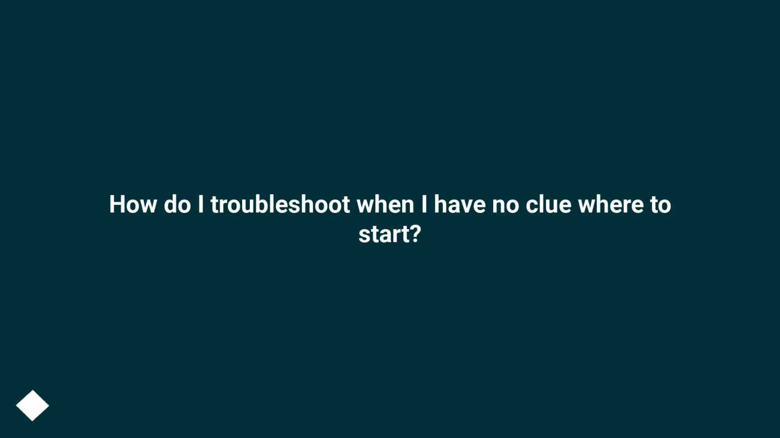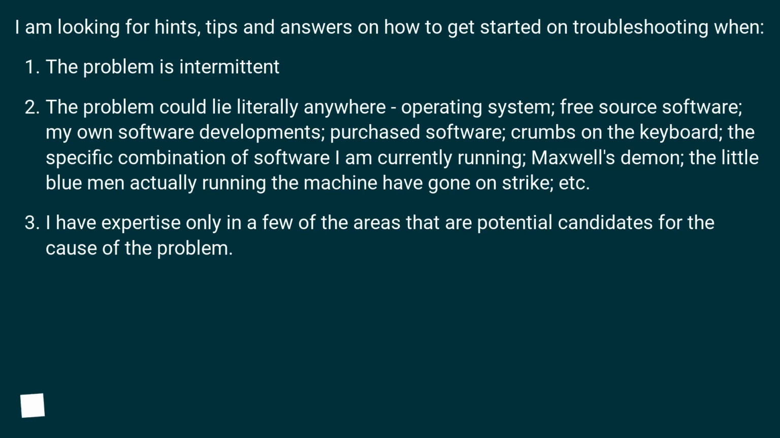How do I troubleshoot when I have no clue where to start? I am looking for hints, tips and answers on how to get started on troubleshooting when the problem is intermittent. The problem could lie literally anywhere: operating system, free source software, my own software developments, purchased software, crumbs on the keyboard, the specific combination of software I am currently running, Maxwell's daemon, the little blue men actually running the machine have gone on strike, etc.